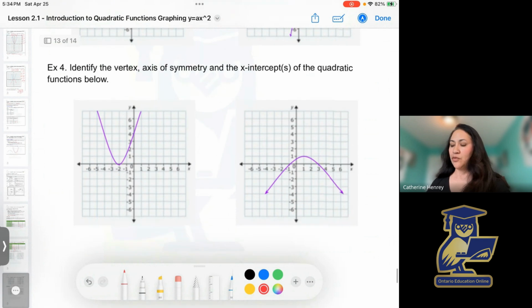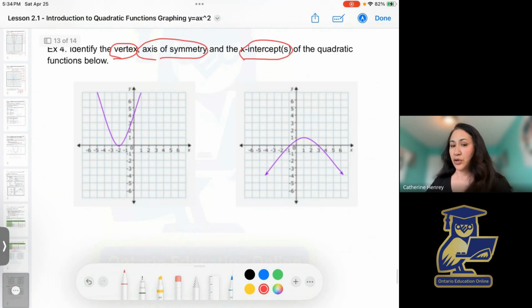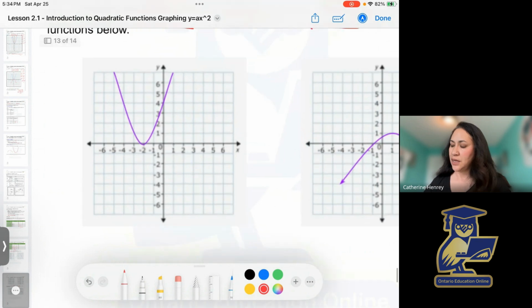And then in example 4, we're looking for the vertex, axis of symmetry, and x-intercepts. These graphs are all curves. They have that parabolic shape. And so we should be able to identify vertex, axis of symmetry, and x-intercepts. So I'm just going to do the first one with you and then leave you with the next ones.